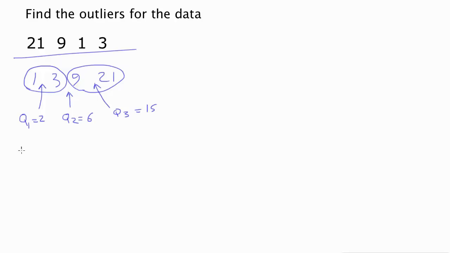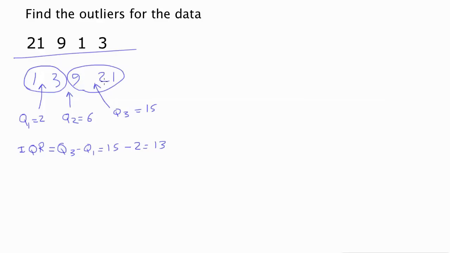Next step is to calculate the interquartile range, IQR. IQR is Q3 minus Q1. So Q3 is 15, and Q1 is 2, so that gives me 13. Okay, and then what are outliers? Outliers are extremely high values or extremely low values that exist in the data.